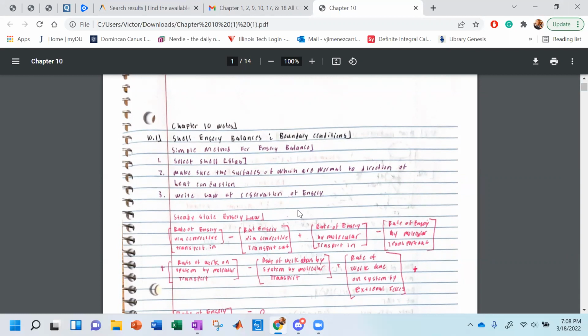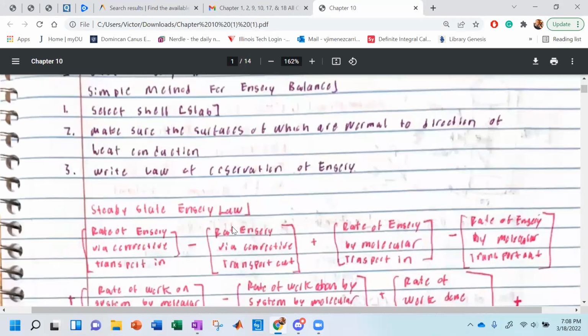More importantly, we just need to think of an energy balance, sort of like we thought of a momentum balance. We first select a shell or a slab. It's just a thin little slice that you arbitrarily decide to pick, and you can name it whatever. They say shell, I like slab. We'll go back and forth. So we have to make sure that the surface we're picking is normal to the direction of the heat conduction. In other words, just make sure it's perpendicular to that surface. And then you got to write down your conservation of energy. And I'll zoom in for y'all. I highly suggest printing these out in color.